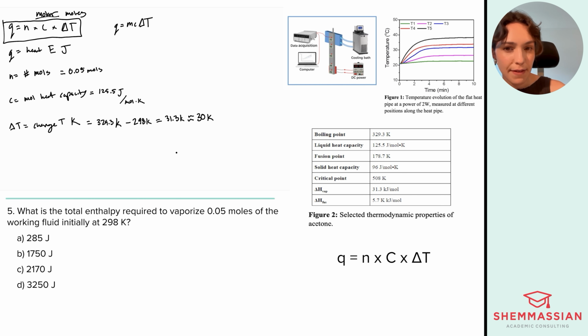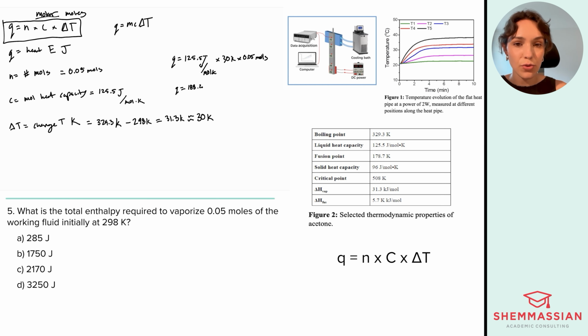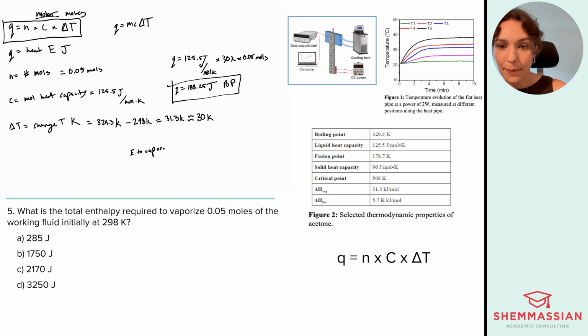So now we're going to plug the values into the equation, and we'll get Q equals 125.5 joules per mole per Kelvin times 30 Kelvin times 0.05 moles, and that equals 188.25 joules. So that's the energy needed just to raise the temperature to the boiling point. And then next, we're going to calculate the energy required to vaporize the fluid at that temperature.